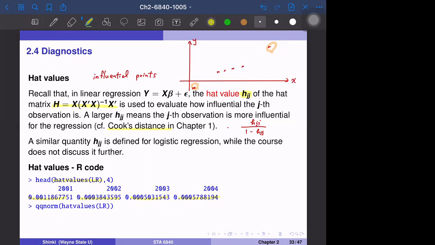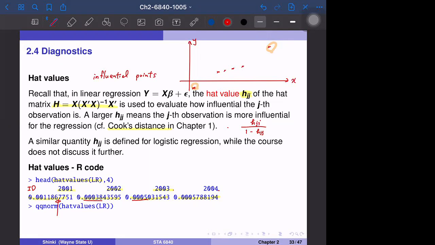We get hat values for each observation. These 2001, 2002 are the ID numbers for volunteers. Here, at least we can see that this number is the largest, 0.001. This is 0003, 0005. So this observation has more influence on the regression model than other observations.